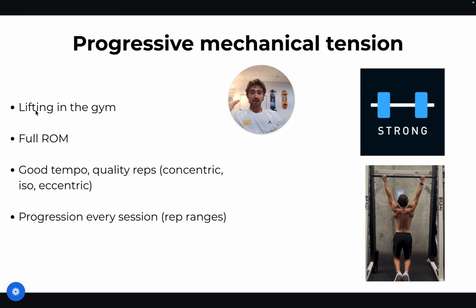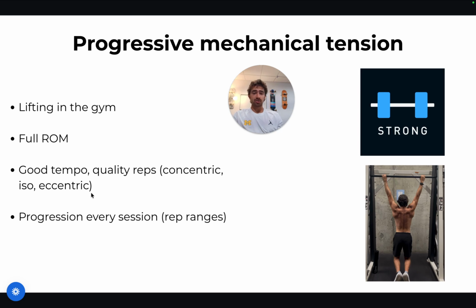So get good lifts in the gym, focusing on full range of motion on your exercises and picking the right exercises, of course, for your goal, what muscles you want to target with certain muscle fibers. There's a lot that you can optimize for. Really, it's just picking the right exercises and executing them correctly with full range of motion and good tempo on your reps, so good quality reps, focusing on the concentric, isometric, and eccentric part of the reps.